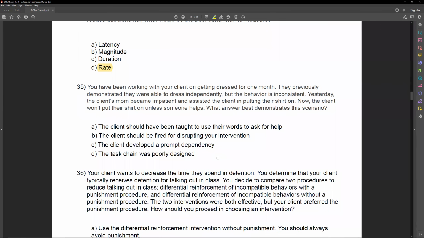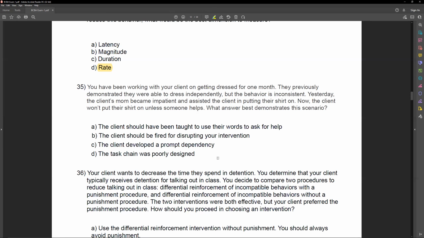You've been working with your client on getting dressed for 1 month. They previously demonstrated they were able to dress independently, but the behavior is inconsistent. Yesterday, the client's mom became impatient and assisted the client in putting their shirt on. Now, the client won't put their shirt on unless someone helps. What answer best demonstrates this scenario?